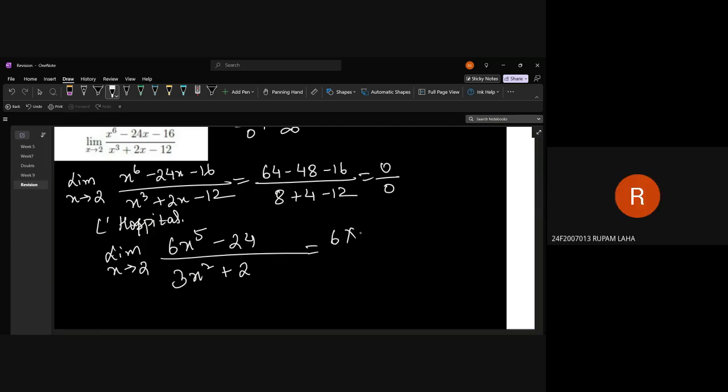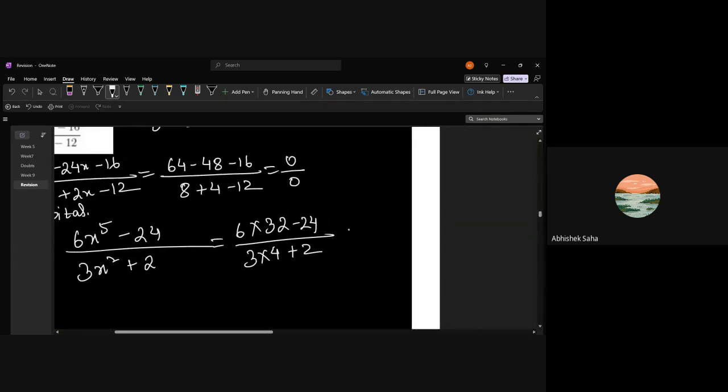6 into 32 minus 24 upon 3 into 4 plus 2, which is 192 minus 24, which is 168, upon 12 plus 2, which is 14. So the answer is coming out to be 12. Yes, 12 is the answer.